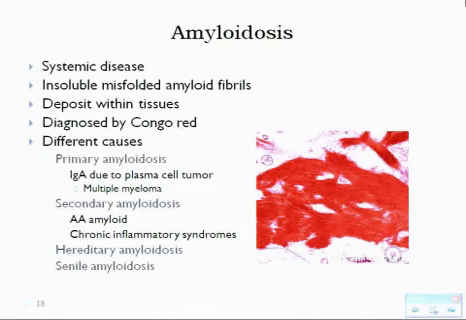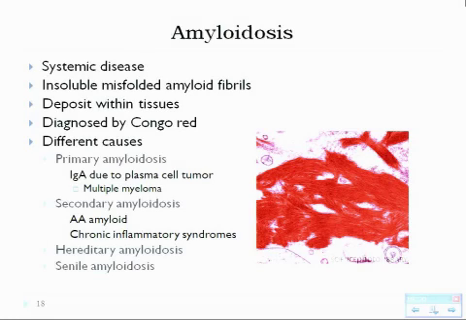Primary amyloidosis could be from a cancer that originates from the bone marrow called multiple myeloma. It's an IgA due to plasma cell tumor. This can be seen in the elderly population. Chemotherapy treats this and reverses the effect, so that's good.